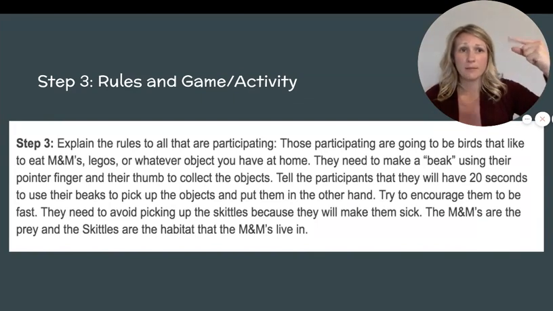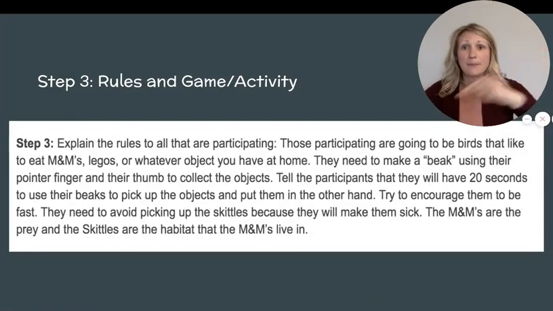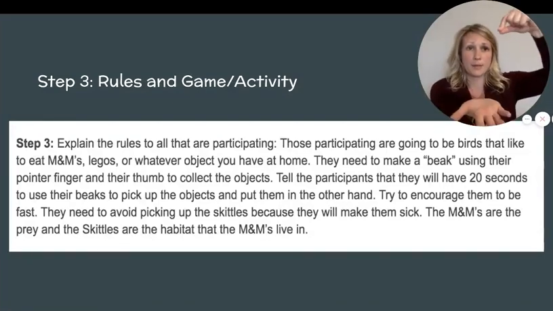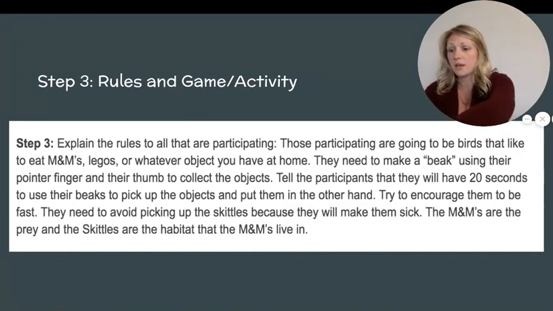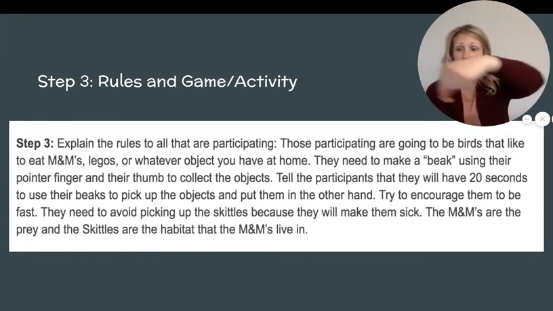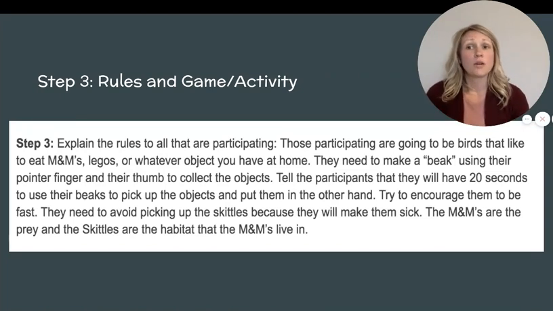I'm pretending to be a bird that likes to eat my M&Ms, and I'm going to have to collect these objects. I'm going to have 20 seconds to use my beak to pick up objects and put them in my other hand, but I can only use my two fingers. So you're going to encourage them to be fast, but you're also going to encourage them that they have to avoid picking up the Skittles.